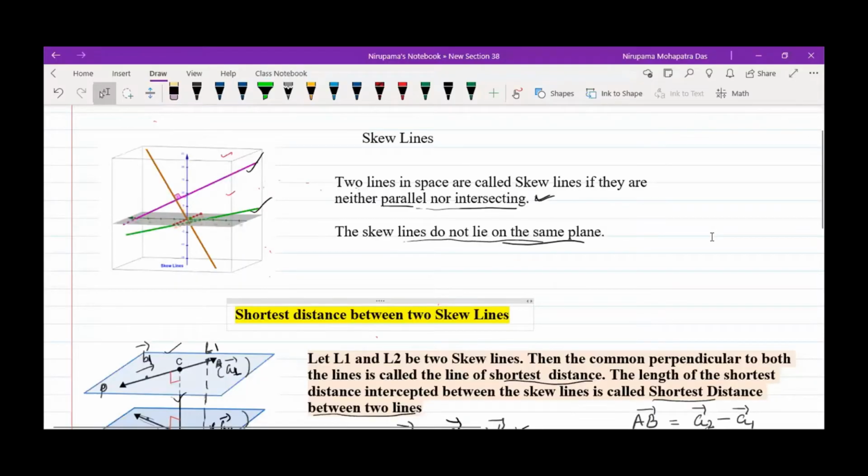Okay, so skew lines, to define that, as you have seen in GeoGebra applets, two lines in space are called skew lines if they are neither parallel nor intersecting. Now we are convinced there are such lines which can neither be parallel nor be intersecting. This is the first time we studied this thing.